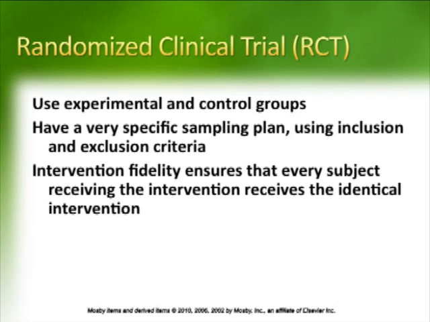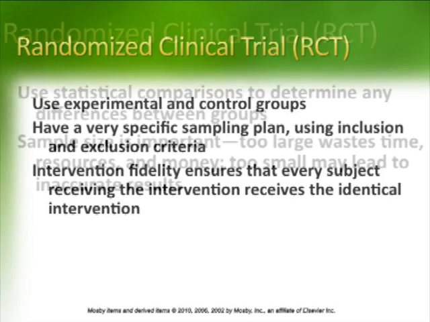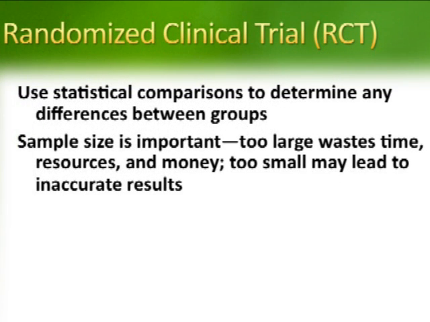Now, randomized clinical trials use experimental and control groups, and they have a very specific sampling plan using inclusion and exclusion criteria. And we're going to go into more detail about this when we get to the lecture on sampling. They also have intervention fidelity, which ensures that every subject receiving the intervention receives the identical intervention. Randomized clinical trials also use statistical comparisons to determine if there are any major differences between the groups, because that can affect the outcome variable.